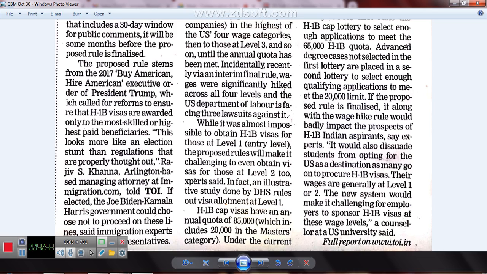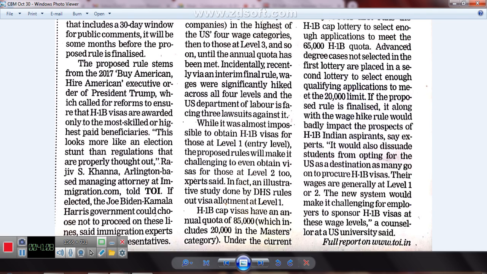The proposed rule stems from the 2017 Buy American, Hire American executive order of President Trump, which called for reforms to ensure that H-1B visas are awarded only to the most skilled or highest paid beneficiaries. The policy intends to hire only the most skilled or highest paid beneficiaries.